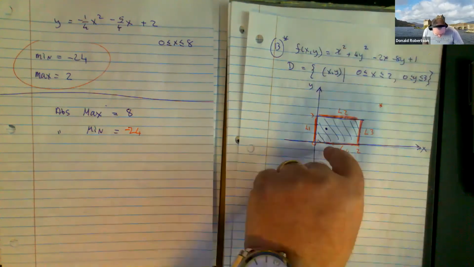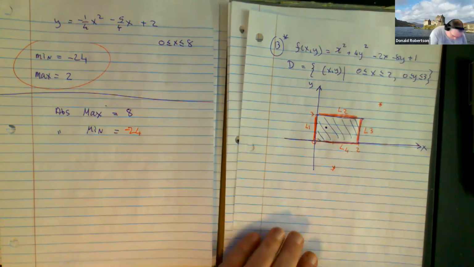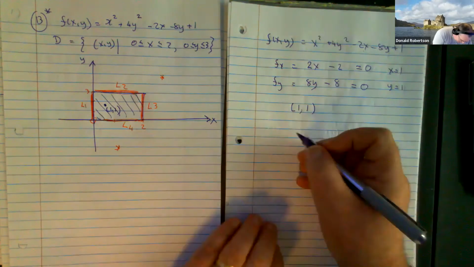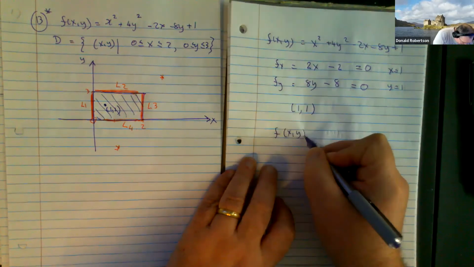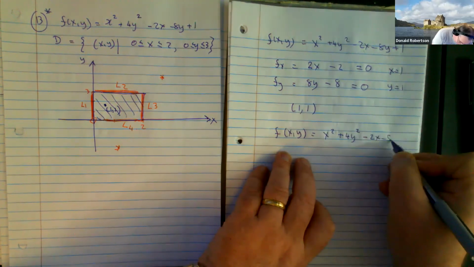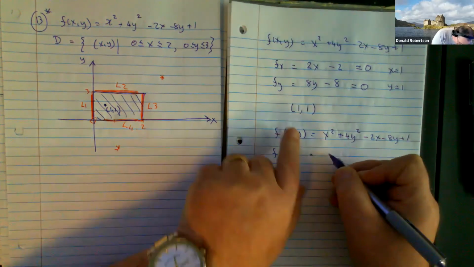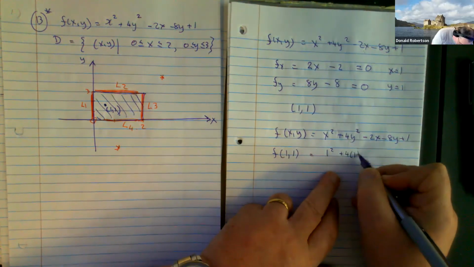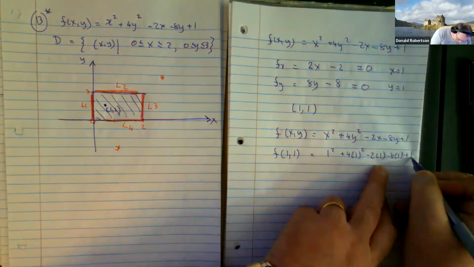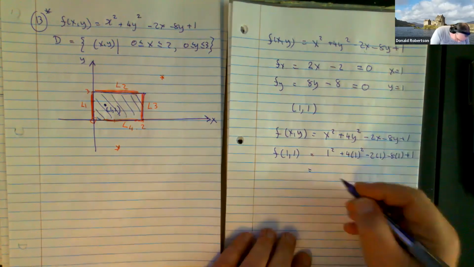Is 1, 1 inside this rectangle? Yeah. Can we pretend it's there? So what I now do is I take the function, that's this one here, and I evaluate it at the only critical number that we have, essentially at the point 1, 1. And what do I get? I get 1 squared plus 4 lots of 1 squared, take away 2 lots of 1, take away 8 lots of 1, add 1. 1, 5, 3, 4, take away -4.